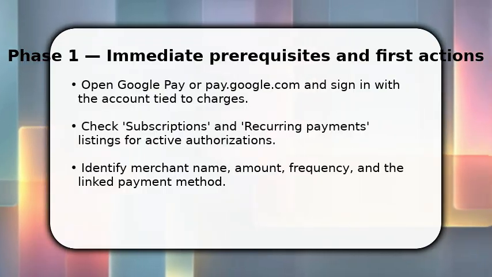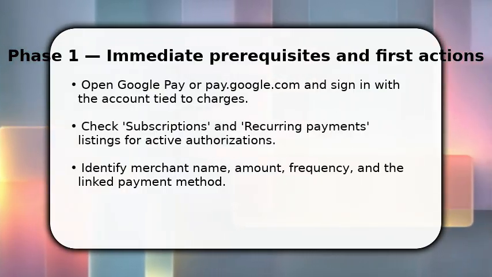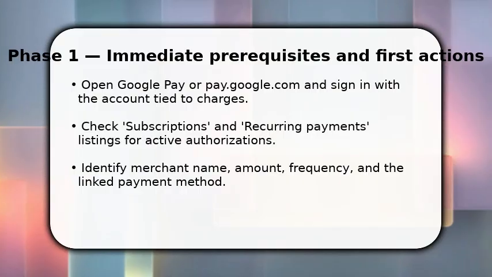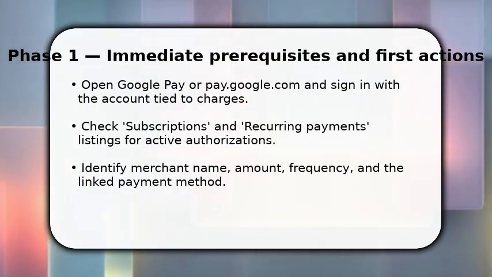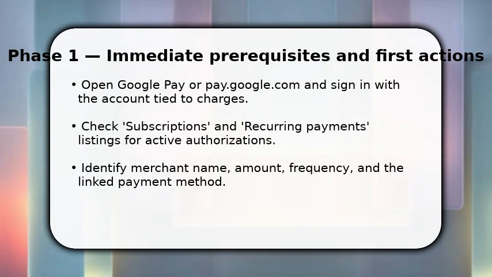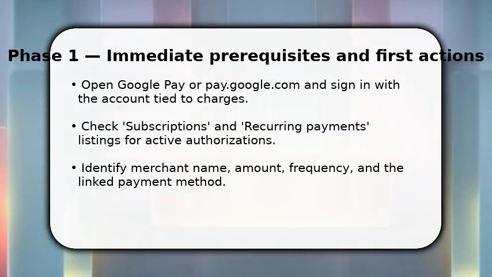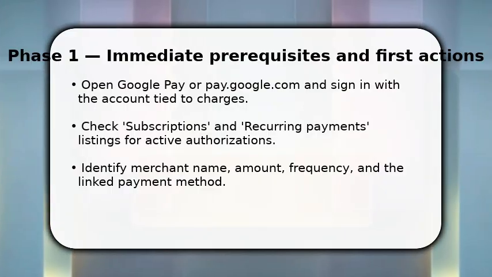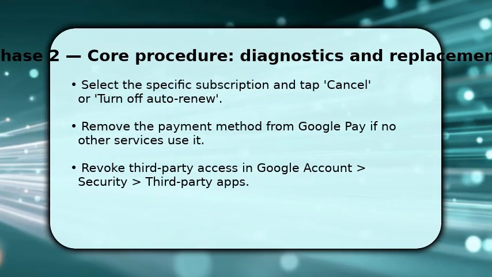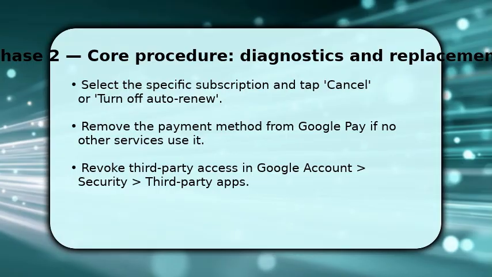If you see a subscription, click its entry to expose controls. Make sure you note the renewal date. This tells you whether to cancel immediately or schedule before the next charge. Once you've identified the authorization, cancel it from the subscription details. Tap Cancel or turn off Auto-Renew and follow prompts to confirm.